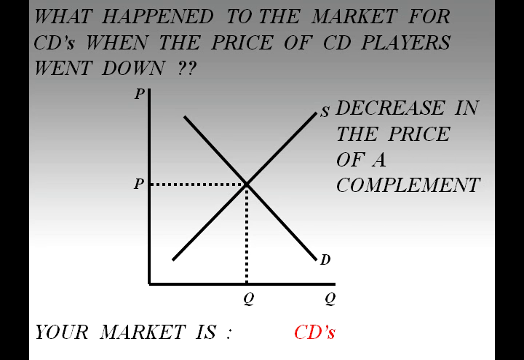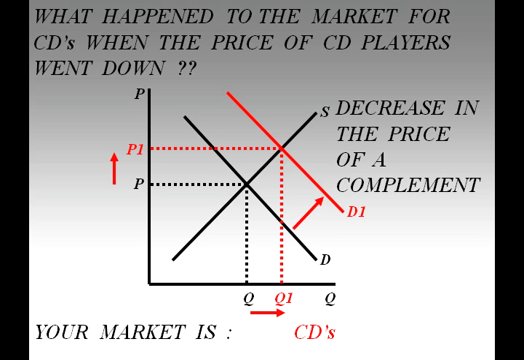Here we had a decrease in the price of a complementary product. And with that decrease in price for the player, people could wind up spending less on the player and have more money to spend on their CDs, which increased the demand for CDs. And it moved the demand curve to the right.